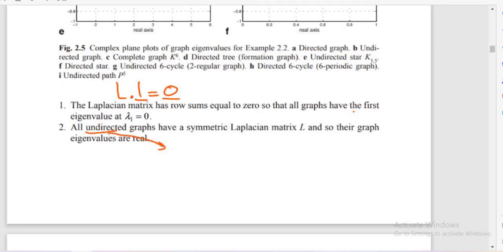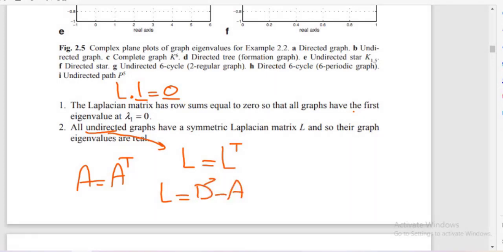But in an undirected graph, if you have an undirected graph, L equals L transpose. The matrix is symmetric. Okay? Why? Because A is symmetric. L equals D minus A. D is diagonal. A is symmetric. This means L is symmetric. Okay?